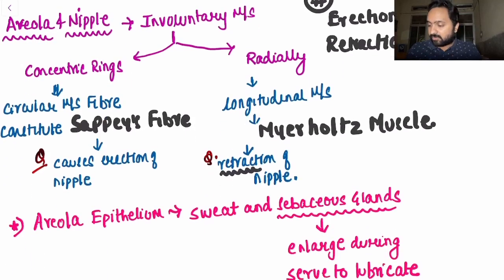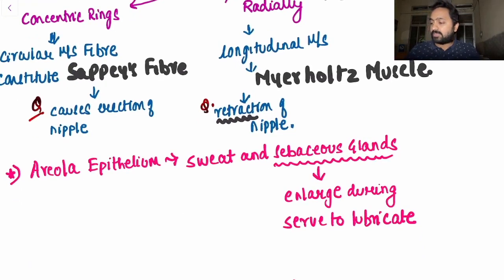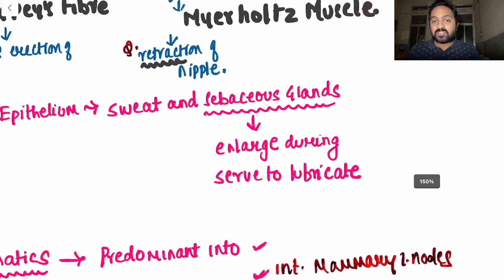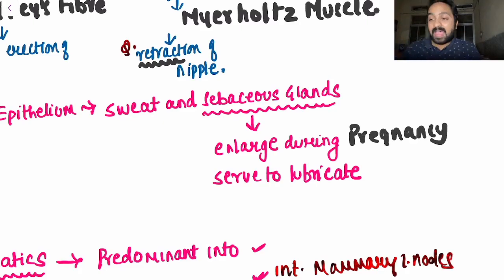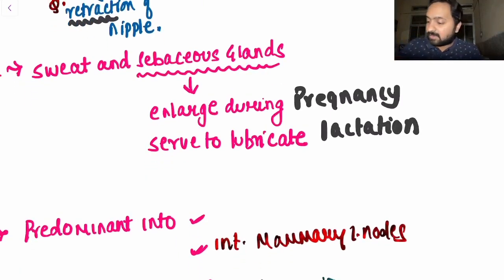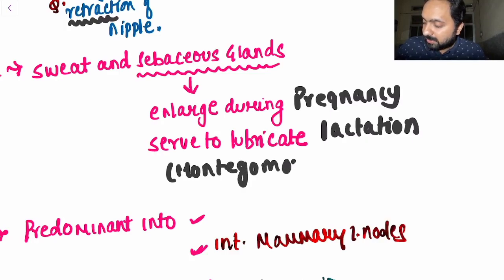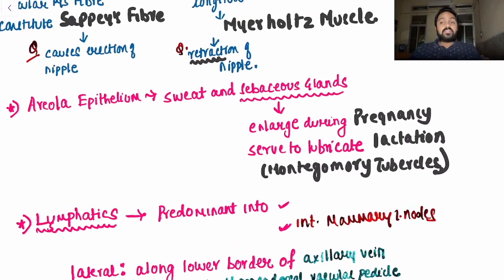Then regarding your areola and epithelium, this consists of your sweat and your sebaceous glands. Now these enlarge during pregnancy and they serve to lubricate during lactation, right. And these are your Montgomery tubercles. Right. So this was about your structural anatomy of the breast.